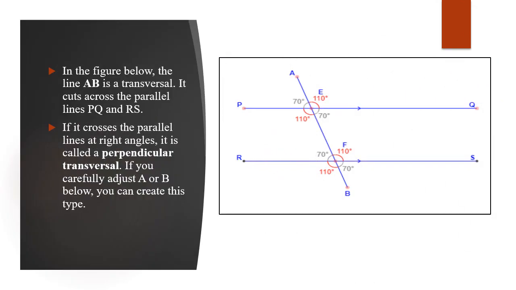In the figure below, the line AB is a transversal. It cuts across the parallel lines PQ and RS. If it crosses the parallel lines at right angles, it is called a perpendicular transversal. If you carefully adjust A or B below, you can create this type.